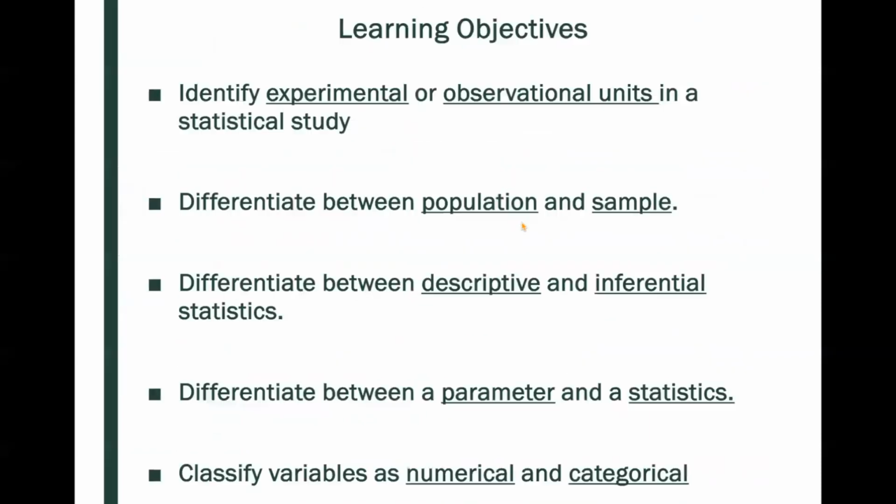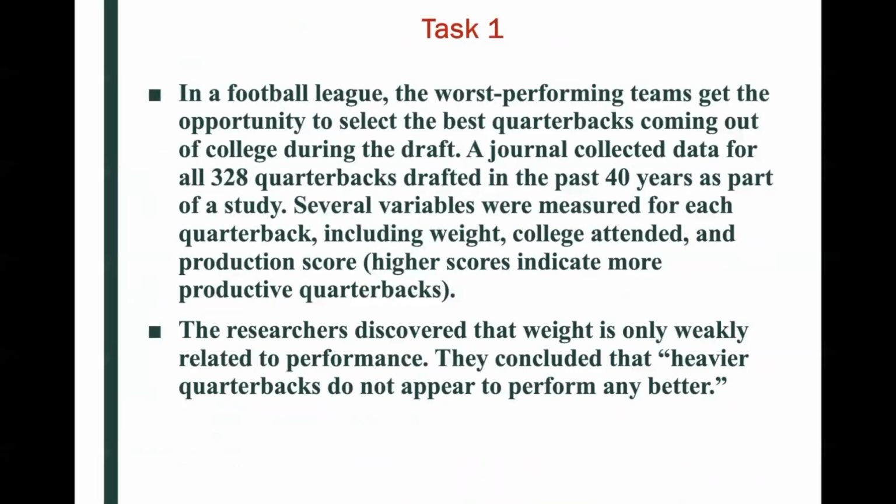Okay, so task 1. In a football league, the worst performing teams get the opportunity to select the best quarterbacks coming out of college during the draft. A journal collected data for all 328 quarterbacks drafted in the past 40 years as part of a study. Several variables were measured for each quarterback, including weight, college attended, and production score. Higher scores indicate more productive quarterbacks.